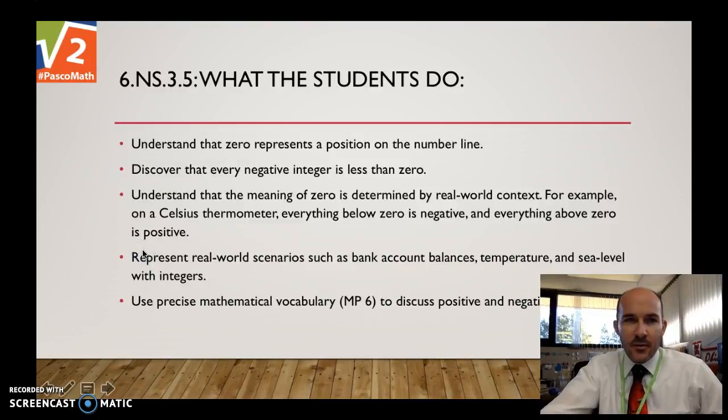So some things the students could be doing. Understand that 0 represents the position on the number line. They need to discover that every negative integer is less than 0. Understand the meaning of 0 is determined by its context. So again, Celsius, a thermometer, everything below 0 is negative, everything above 0 is positive. Represent real-world scenarios such as bank accounts, temperature, sea level, and they need to use that precise math vocabulary, so it's a good application or opportunity for Math Practice 6 to discuss positive and negative numbers.